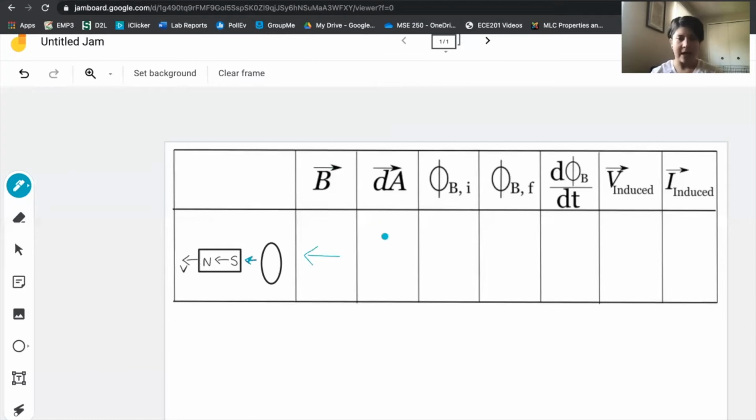And then our dA, this is something that you get to choose when you're solving these problems. It doesn't matter which direction the dA is, as long as it's perpendicular or normal to the surface of the cross-sectional area of your loop of wire. So we have this circle, and sometimes I like to take a lid or a cap or something that I have to use as an example. So we have this circle shaped with a cross-sectional area, and we get to choose which direction our dA is going to be.